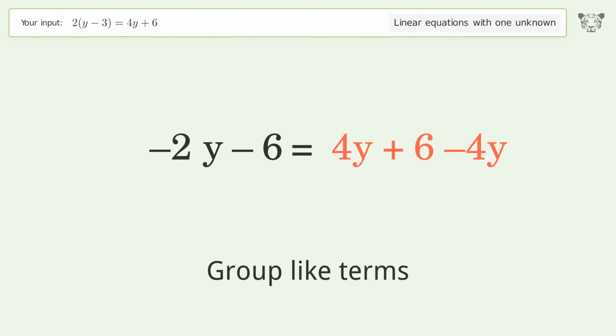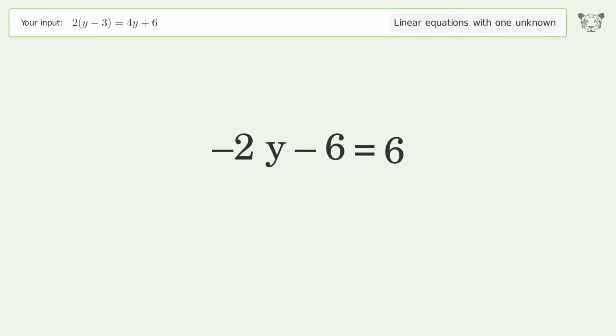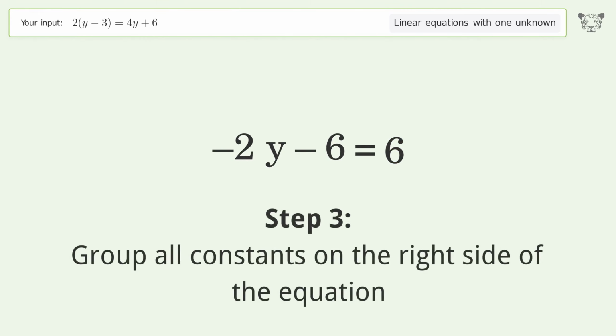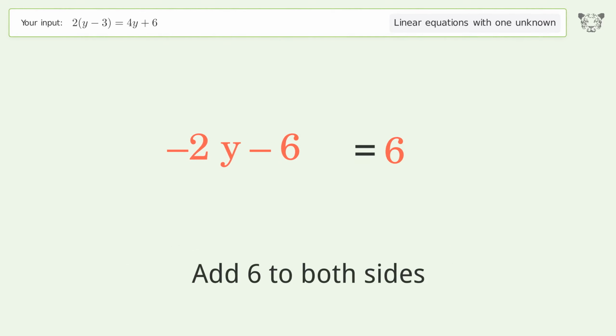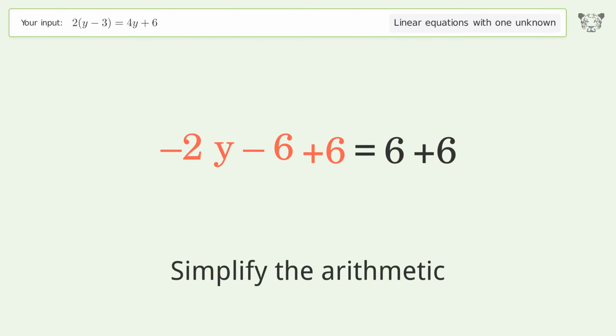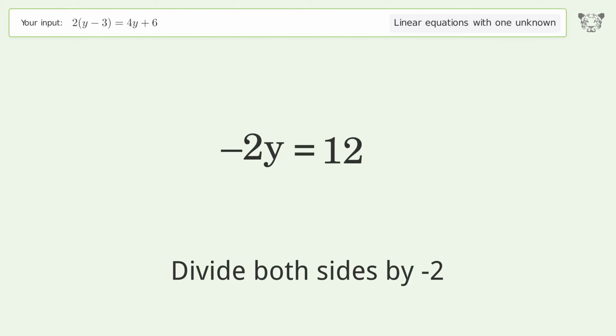Group like terms. Simplify the arithmetic. Group all constants on the right side of the equation. Add 6 to both sides. Simplify the arithmetic. Isolate the y. Divide both sides by -2.